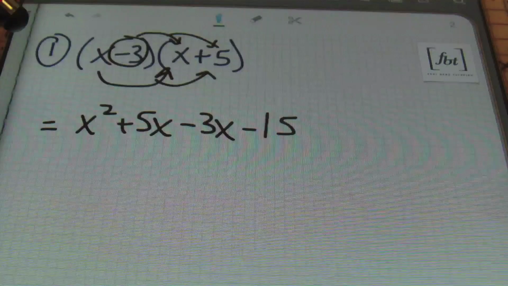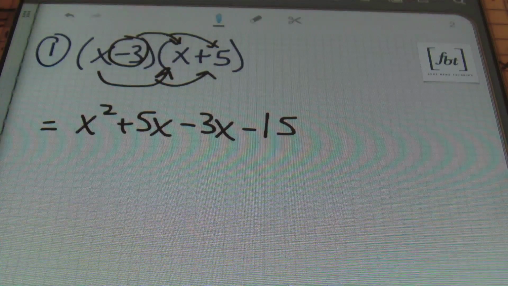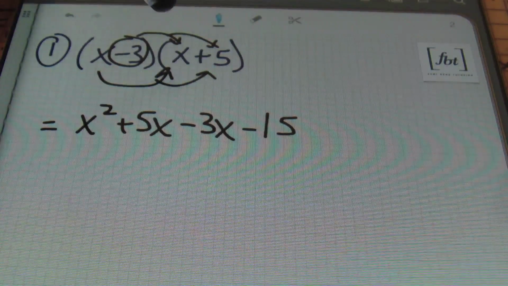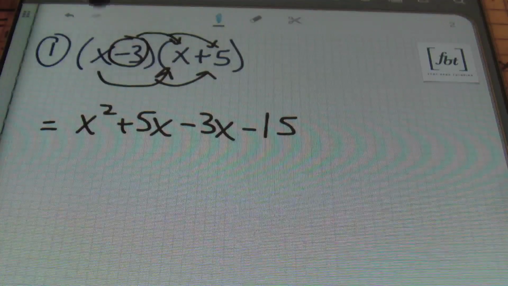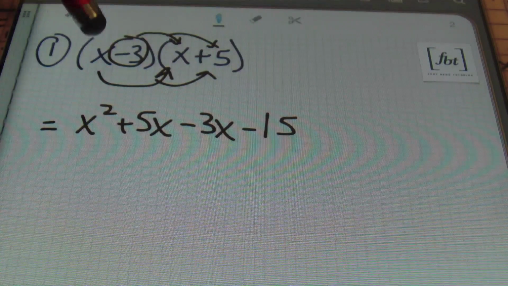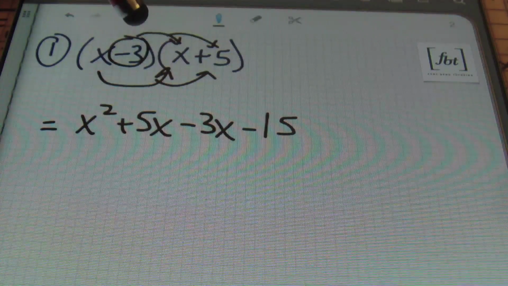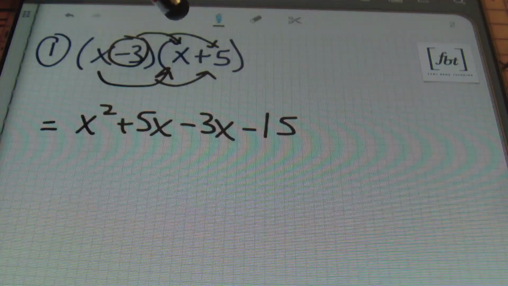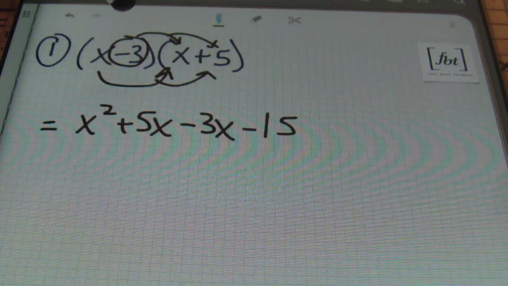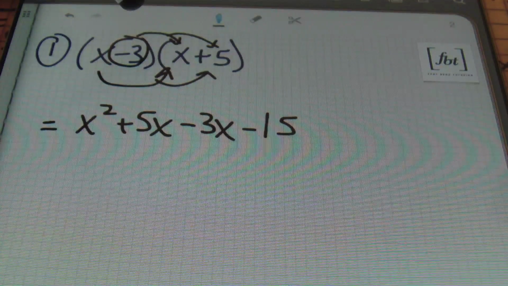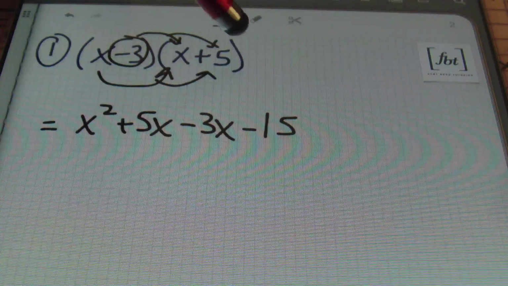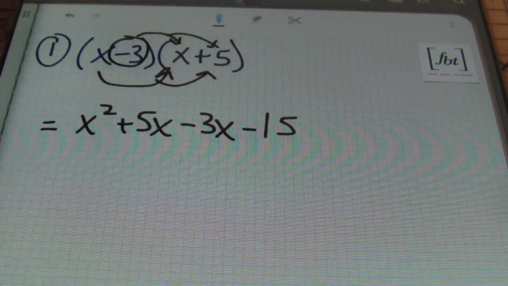And for those of you that love the FOIL method, we did the exact same thing as you. We multiplied the first terms together, meaning that x times x. We multiplied the outer terms, meaning x times 5. We multiplied the inner terms, negative 3 times x, and finally we multiplied the last terms, those second terms in each set of parentheses, that negative 3 and the 5 together to get the negative 15.